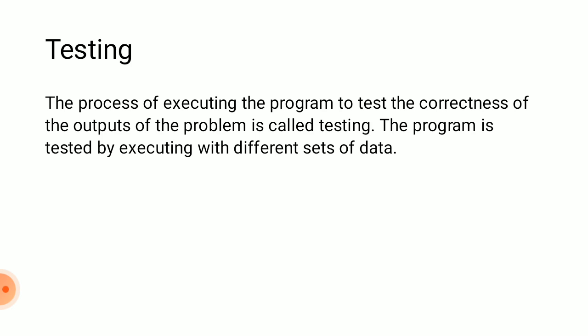The program is tested by executing it with different sets of data. If you are adding two integer numbers, 2 and 3, it should show the integer output 5. A whole number is nothing but an integer. If you are adding two floating numbers, 2.1 plus 3.1, what would be the result? 5.2. So whatever set of data you try, it should show the correct results. That process is called testing: executing the program to check the correctness of its output.